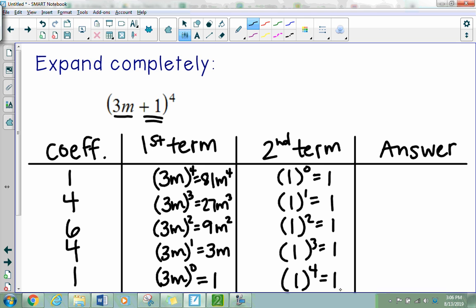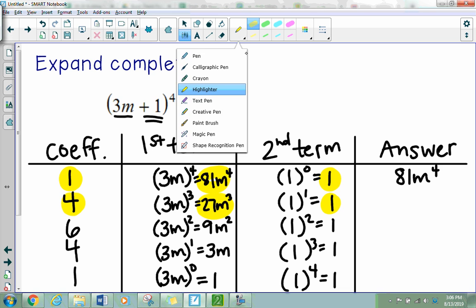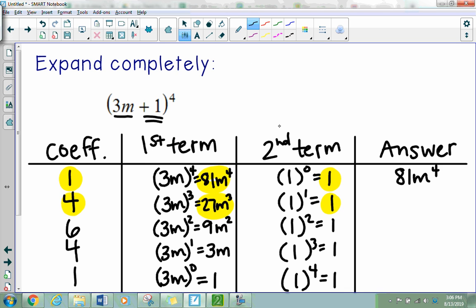Now, again, to put all this together to get my answer, I'm going to multiply straight across. So I'm going to multiply this coefficient by this and by this. And so for that first row, that would be 1 times 81 m to the 4th times 1. So that's 81 m to the 4th, obviously. In the second row, I have to multiply 4 times 27 m to the 3rd times 1. And so 4 times 27 gives me 108, and I have that m to the 3rd.